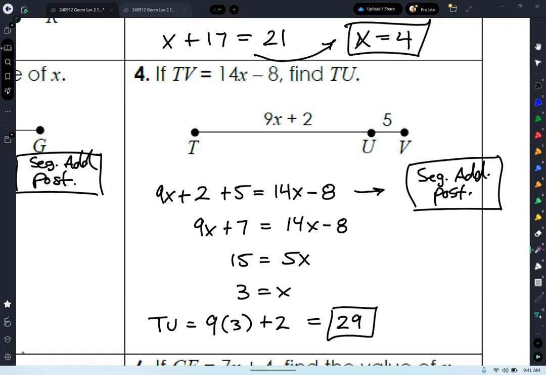Now, that's also a great way on test day to make sure you got your questions right. Like, let's say you come up with x equals 3, you find TU, you plug it in, you're like, all right, the answer is 29, 29 plus 5 is 34, and then you go back and you plug in that same number in here, like that. You get 42 minus 8, and you get 34. Now you know that your segment addition postulate worked.